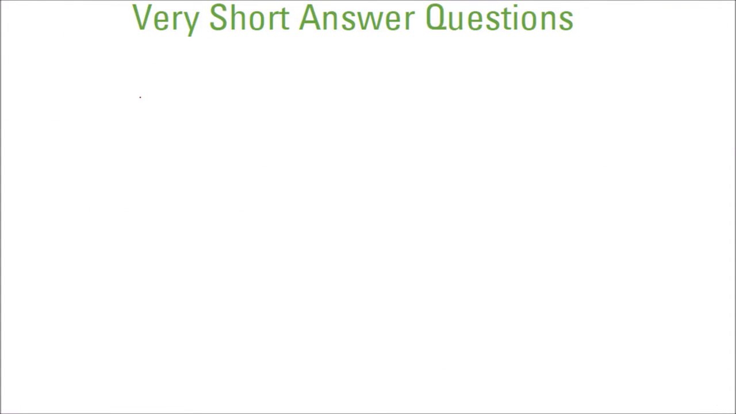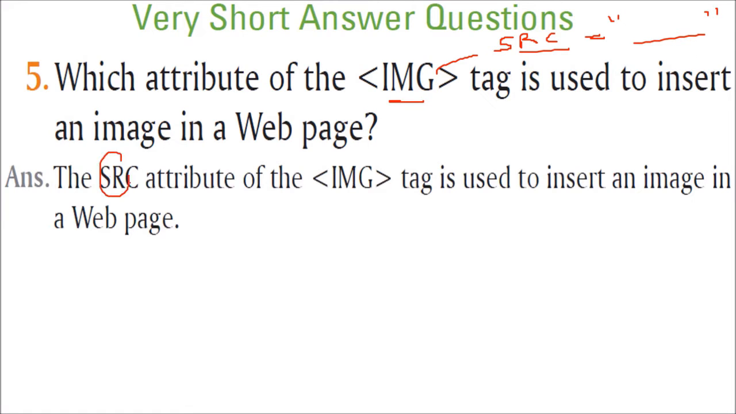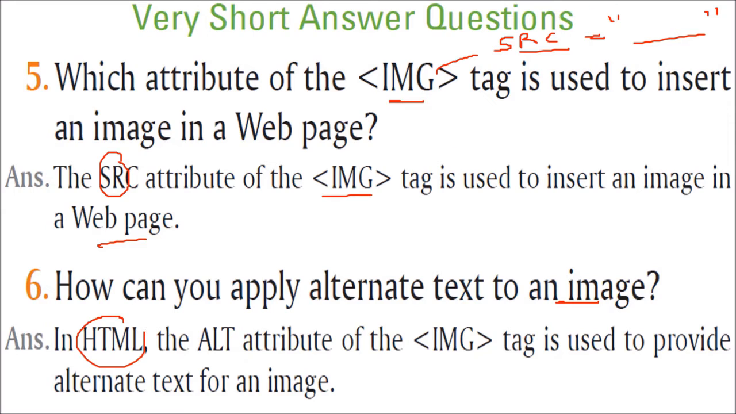We'll see some very short answer questions. Which attribute of img tag is used to insert an image in a web page? I just showed you how we use. So after this img we use src, that is the source, and here you give the complete path of that image. So this src attribute, source attribute of the img tag, is used to insert an image in a web page. How can you apply alternate text to an image? Alternate text to an image. So in HTML, again src, after src you have height, width, then ALT. ALT is the attribute of the img tag that is used to provide alternate text for an image.